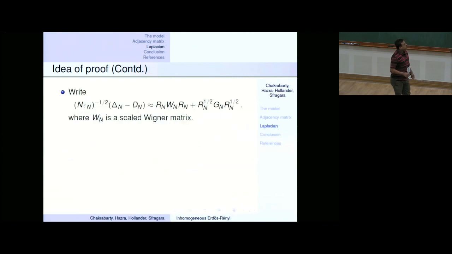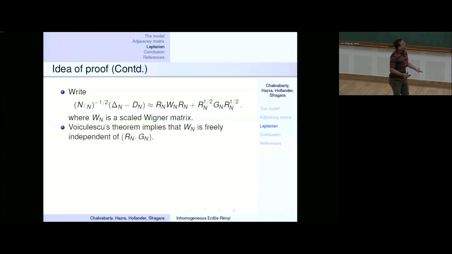So now, in other words, I can write n times epsilon to the negative half Laplacian minus the expectation of diagonal entries as Rn Wn Rn plus Rn to the half Gn Rn to the 1/2, okay, where Wn is a scaled Wigner matrix. Again, we just have to do the algebra correctly to get to this, modulo steps 1 and 2.